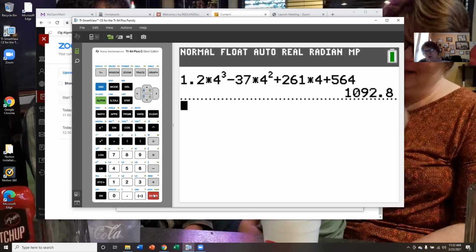Now, I could plug in 0, but if I look at this function, if I replace the 4 with 0, the first 3 terms of this expression will go to 0. And what I'll be left with is 564. So the 564 is the y-intercept. If x is 0, whatever I find for y is the y-intercept. So f of x1, or f of 0, is 564.